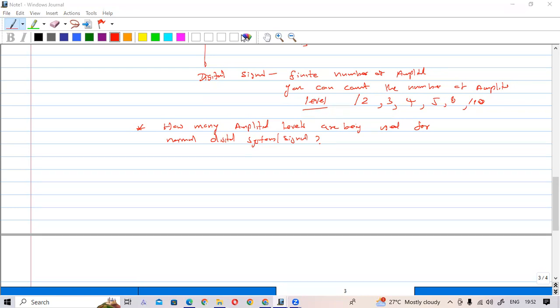සාමාන්‍යයෙන් අපි amplitudes level කීයක්ද පාවිච්චි කරන්නේ? How many amplitude levels are we using? Please give me the answer.